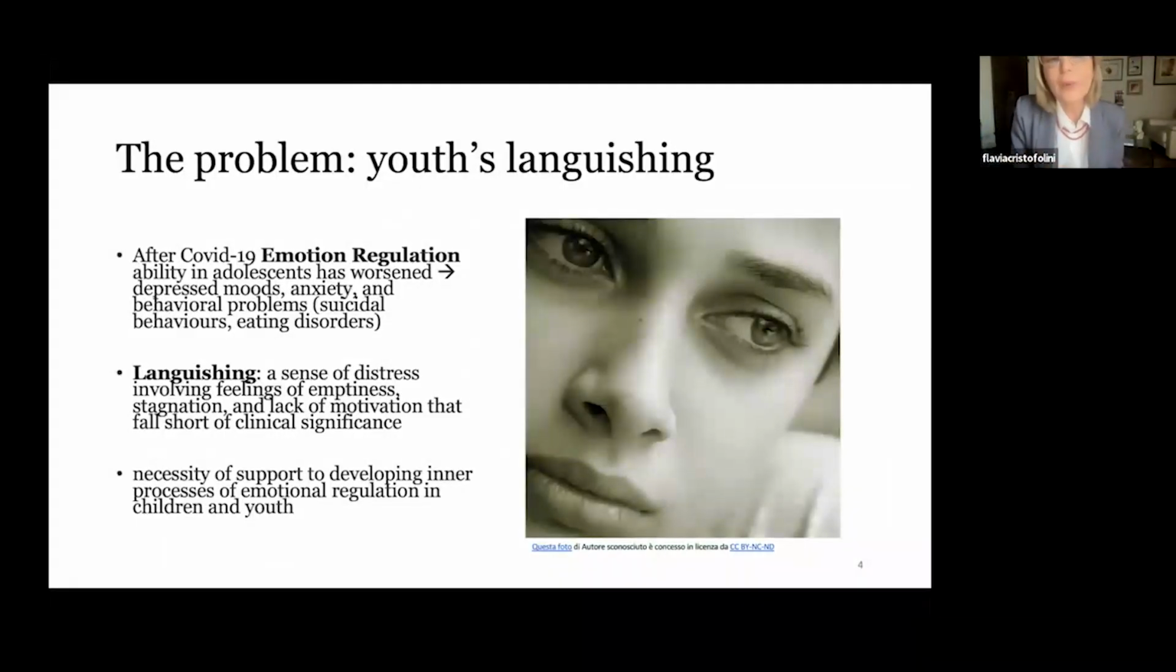So the problem is youth mental health issues, as I was saying, emotion regulation has worsened, but also languishing has increased. So we are not only interested in young people with clinical or better subclinical issues, but also in people with languishing. Languishing is an issue that has been recently recognized and defined after the pandemic. And this is a state of emptiness, stagnation, lack of motivation.